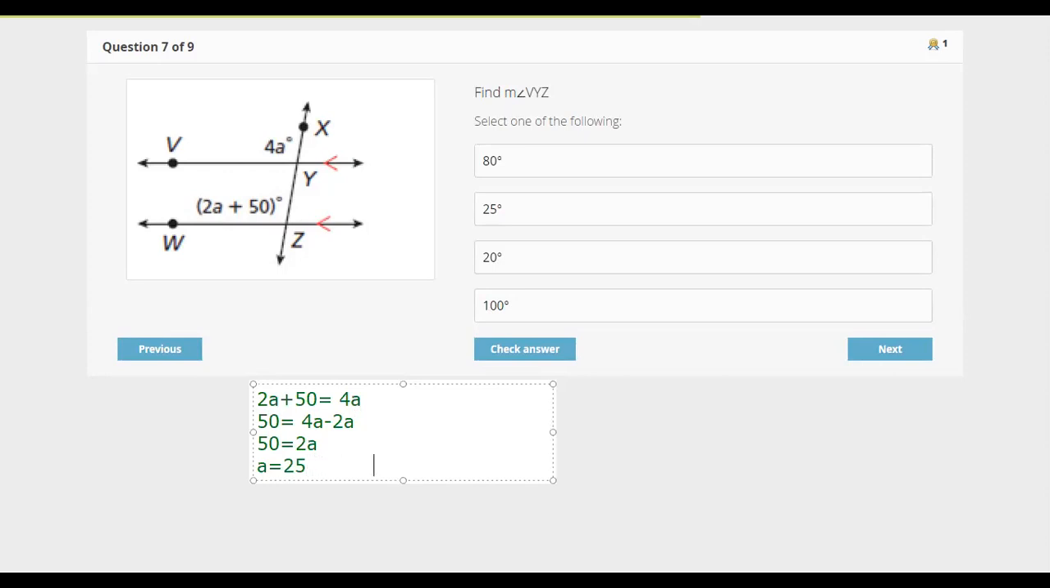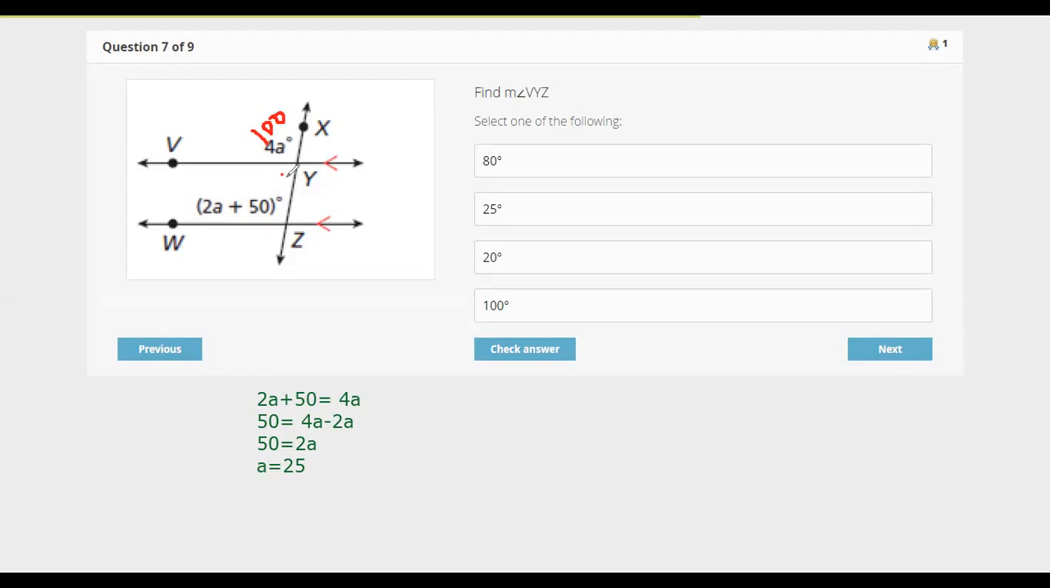Now we found the value of a. So you have two methods to find the answer. Is there anyone who can tell me what the two methods are? Supplementary, 180 minus 100. You can substitute in one of the two angles which we have here. Like 4a, I can go up here and substitute the value of a, right? Then 4 times 25 equals 100. And then I will use supplementary adjacent angles, 180 minus 100, so it will be equal to 80. So this is one method.